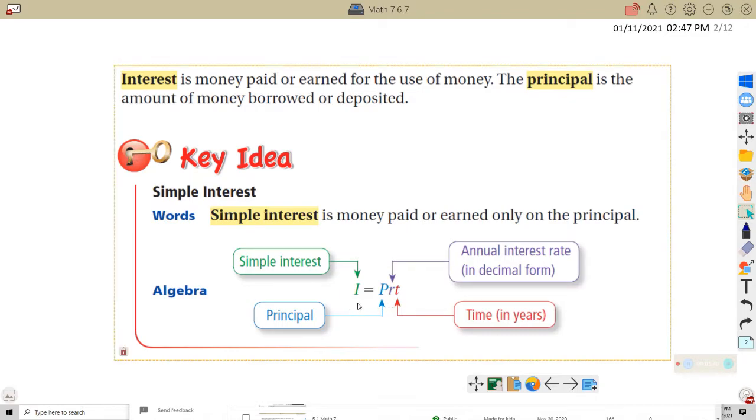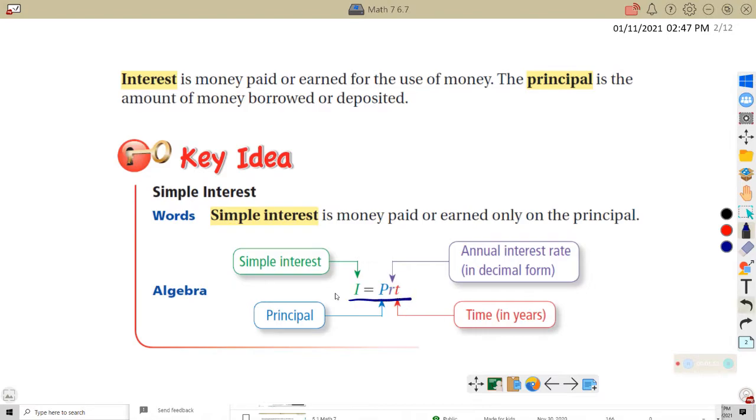I is the amount of interest. So this formula here: interest equals principal times rate times time. This is a very important formula. So make sure you get this into your notes, and make sure you label the different parts of it.